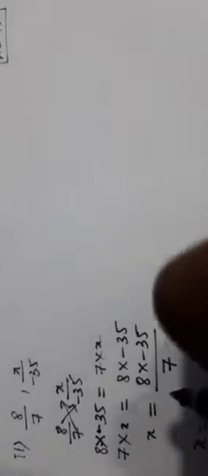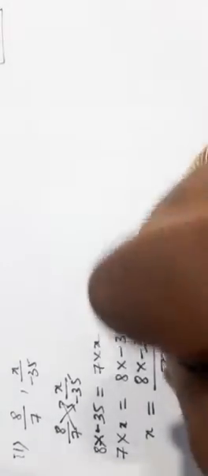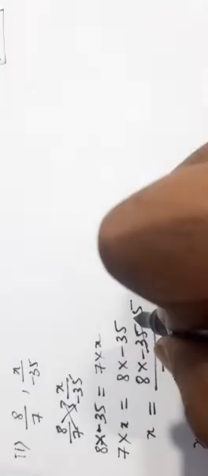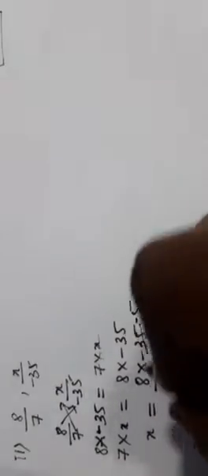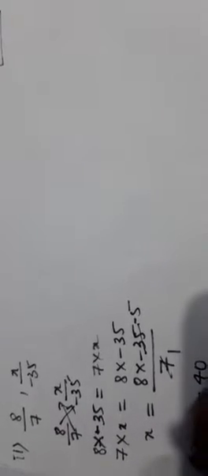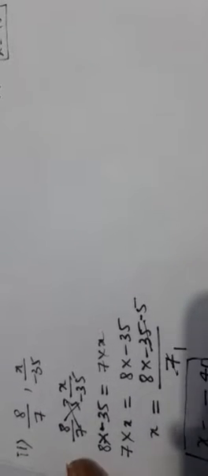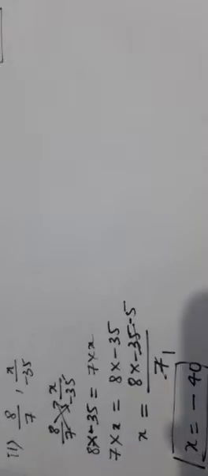Therefore x is equal to 7 ones are 7, 5s are... Minus will be there as it is. Therefore plus into minus is minus. 8 5s are 40. Therefore the value of x will be minus 40, children.